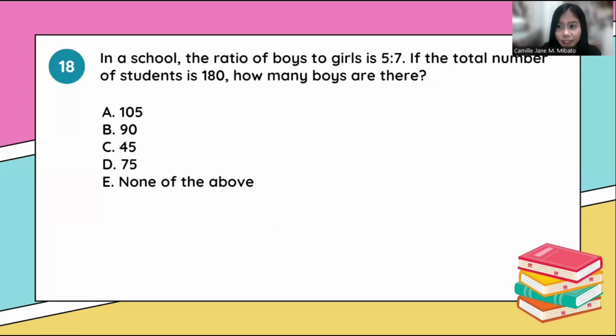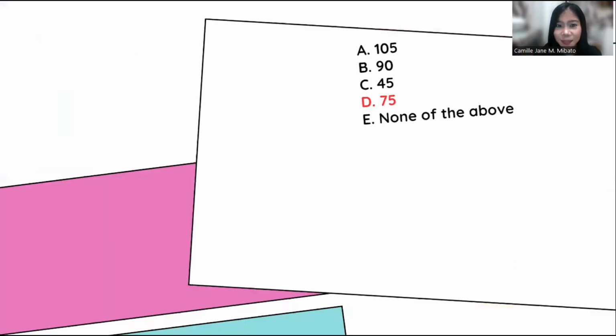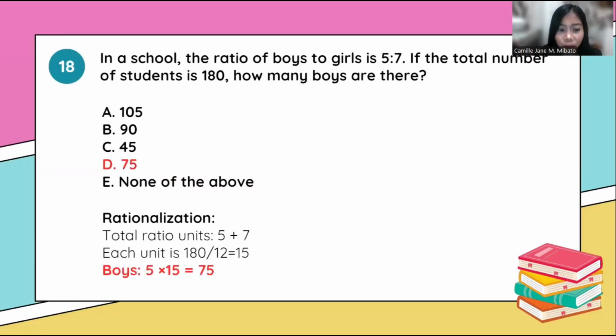For question 18, in a school, the ratio of boys to girls is 5:7. If the total number of students is 180, how many boys are there? A. 105, B. 90, C. 45, or letter D. 75. What do you think is the answer? It's letter D, 75. Okay?